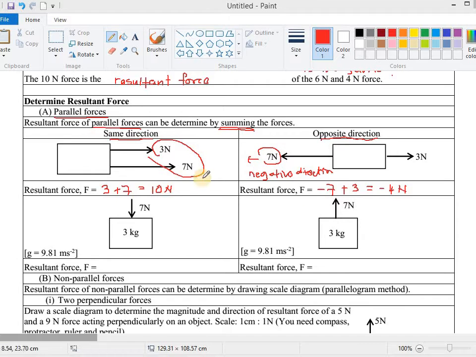Okay, let me discuss this. Okay, all right. So how to calculate this resultant force? We have a 3 kilogram object, and then there's a 7 Newton force pushing downward.